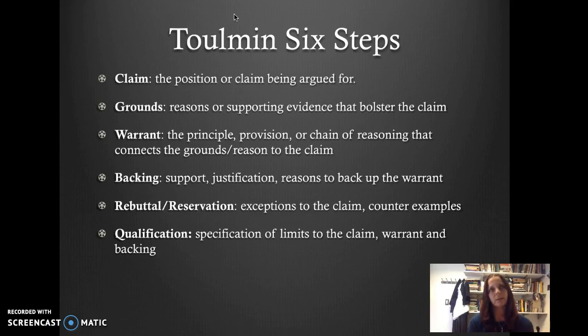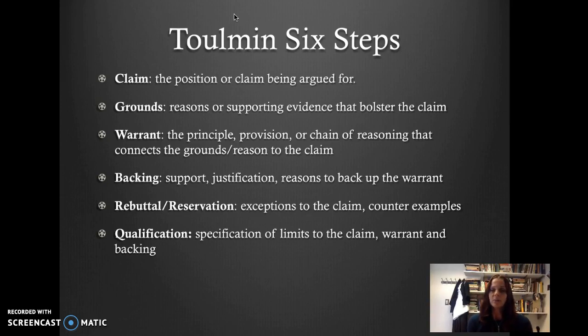But there could be subclaims, right? That reparations are necessary because of discrimination in housing, right? That could be a subclaim. Then the grounds, or the reasons or supported evidence that bolster the claim. What is the evidence that you can provide to show this? So sometimes the evidence is history or numbers, statistics, but it can also be examples or stories.